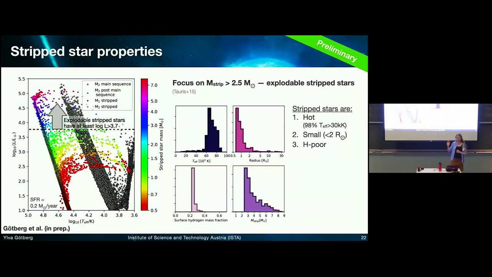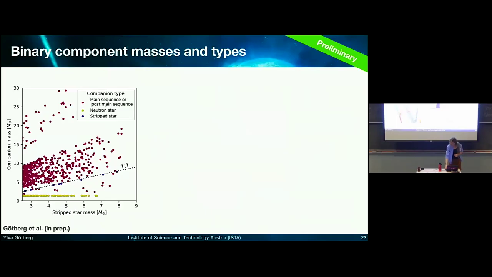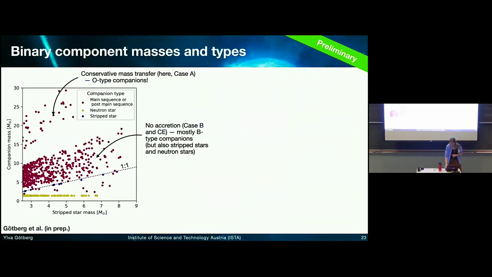That's the regime. We can put it inside of this diagram with the strip star mass and the companion mass. And we can see a few structures. On the top here, we have the conservative mass transfer. And this is the only place where you get O-type companions for these intermediate mass strip stars. These are the only ones that are sufficiently massive. In this regime here, in my model, we don't have any accretion for those ones. So that's Hertzsprung gap mass transfer and mass transfer with a stripped companion or a compact companion.